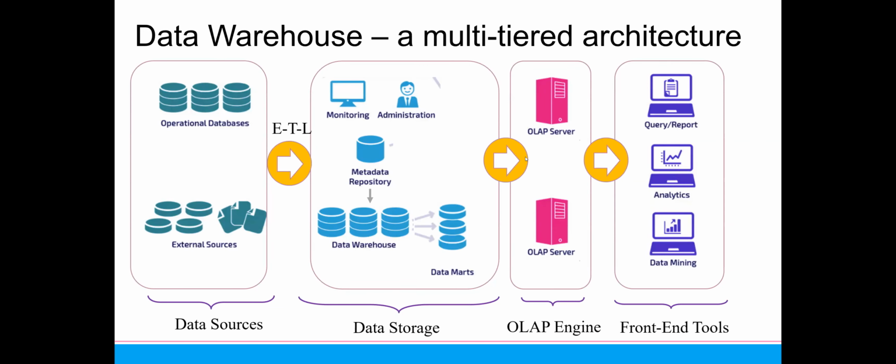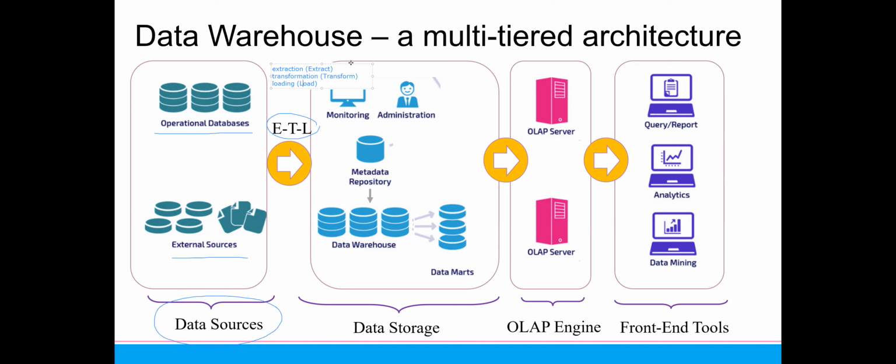So this is the data warehouse as a multi-tier architecture. We have the operational database and external sources, which we call the data sources. We have the ETL. You still remember ETL? ETL is extraction, or sometimes we call it extract, then transformation, or transform, and loading, or load. So E, T, and L.